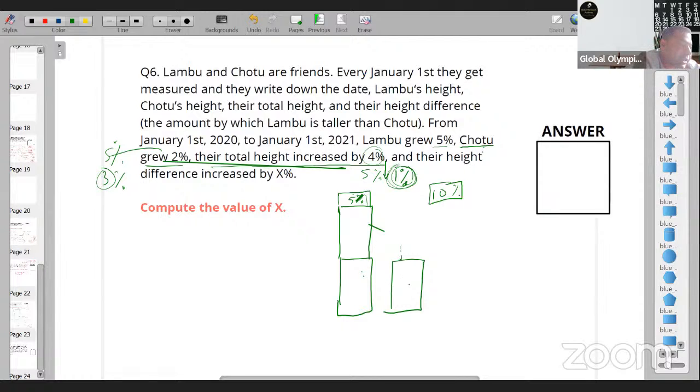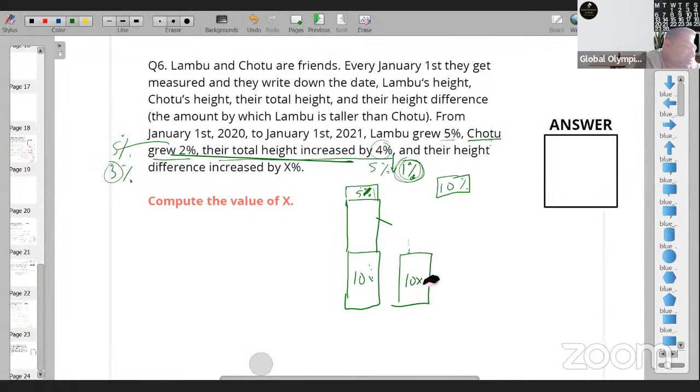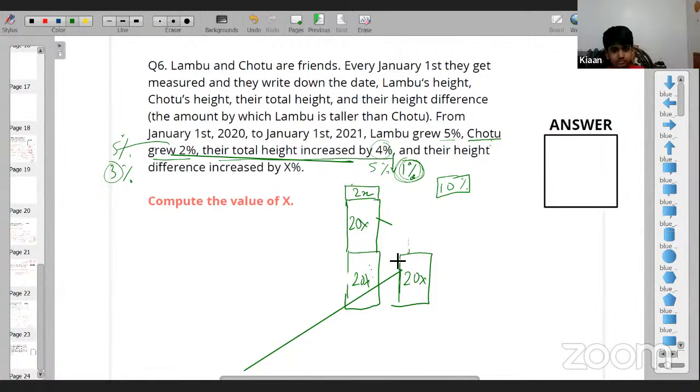If I take this as, let's say, 10x, then let me put this as 20x. Okay, 20. So this guy is 20x, then this guy is 20x plus 20x, which is 40x. And 40x's 5% would be 2x. Correct or not? Yeah. And that is like 10% of 20x, right? Isn't it? Yeah.